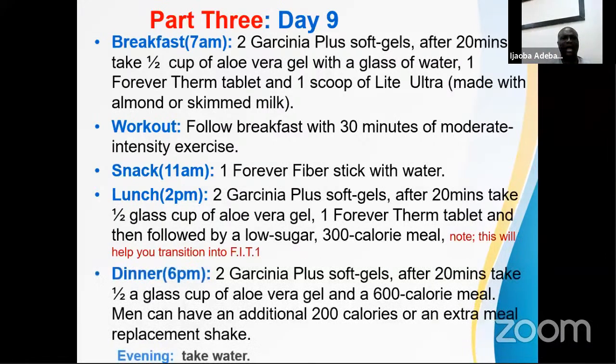So let's see what happens at dinner time, 6 p.m. You take 2 Garcinia, and your aloe vera 20 minutes after. Then you can still take your 600 calorie meal. I'm going to show you what a 600 calorie meal means, how you can get it and what you need to do. Men can have an additional 200 calories or an extra meal replacement shake, which is Lite Ultra. In the evening, take a lot of water.